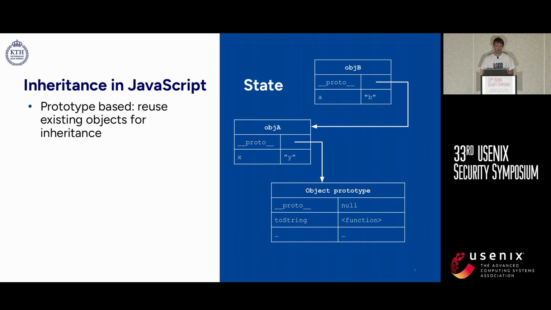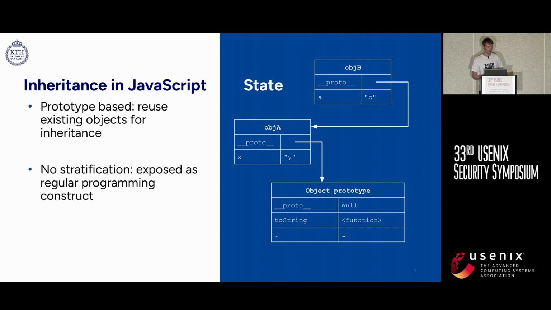So, inheritance in JavaScript. The way inheritance works is fundamentally prototype-based, and the way you can think about this is that existing objects are reused for the purpose of inheritance. In the example on the screen, you have object A. It has this property that we call dunder proto, and it has a reference to another object, in this case the root object prototype. This way it gets access to functionality such as converting itself into a string. Similarly, object B has a dunder proto reference that references object A, and transitively inherits from the root object prototype.